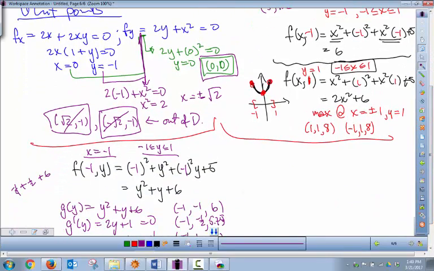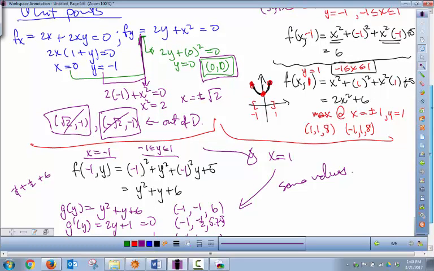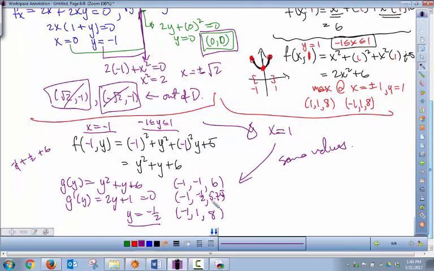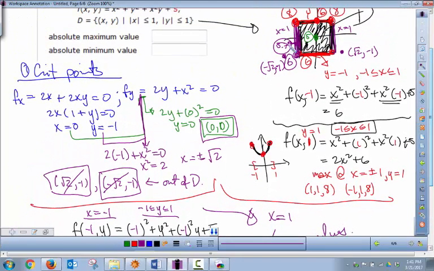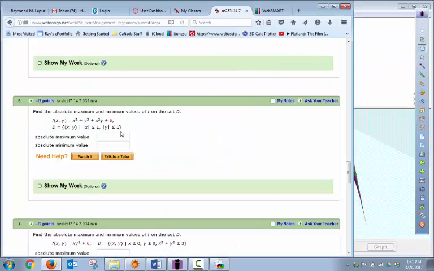So the positive side will give you the same values, I think. Yeah. So x is equal to 1 will give the same values. As long as it's not less than 5 or bigger than 8, it's still, yeah. So it looks like, in general, we got a minimum of 5 and a maximum of 8. So we'll put 5 and 8.